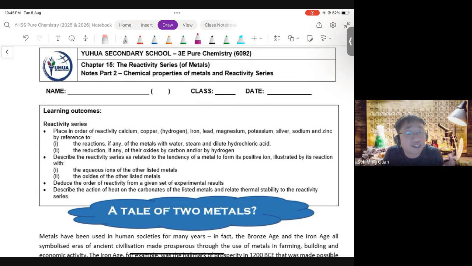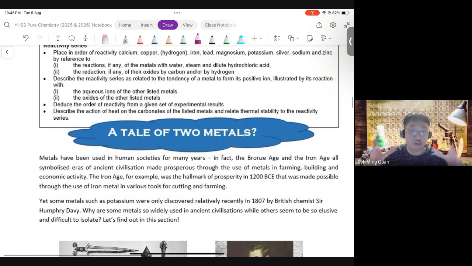Let's start off from history. If you studied history, you will know that history has progressed in terms of ages, right? Ages. So human society has defined the Bronze Age many, many thousands of years ago.